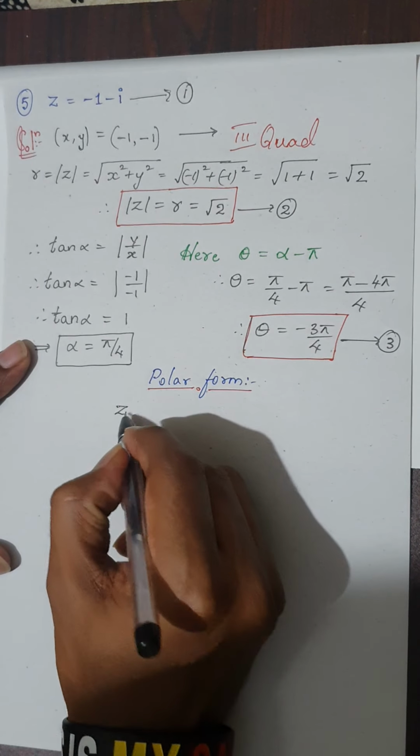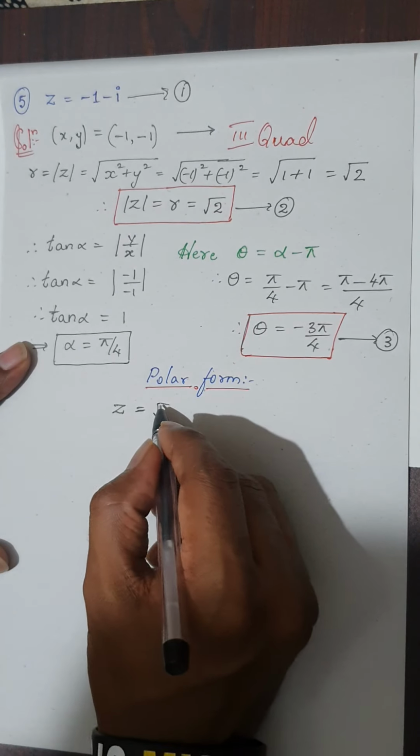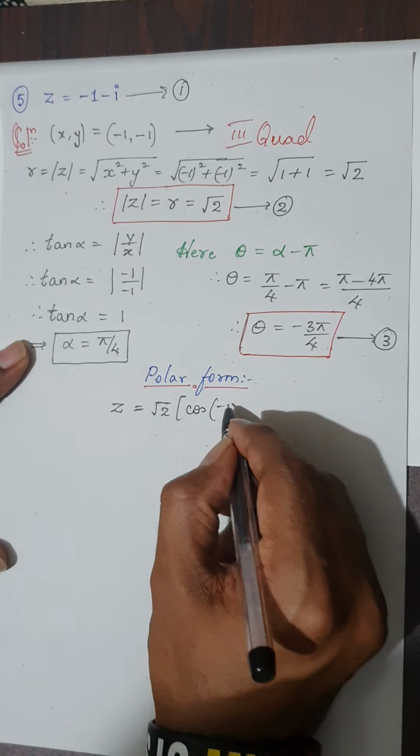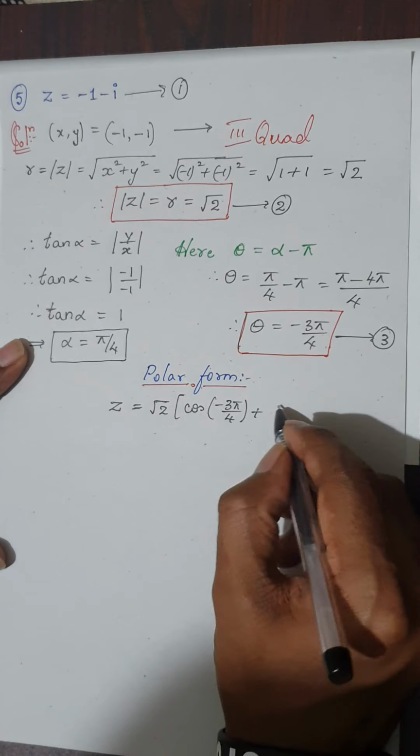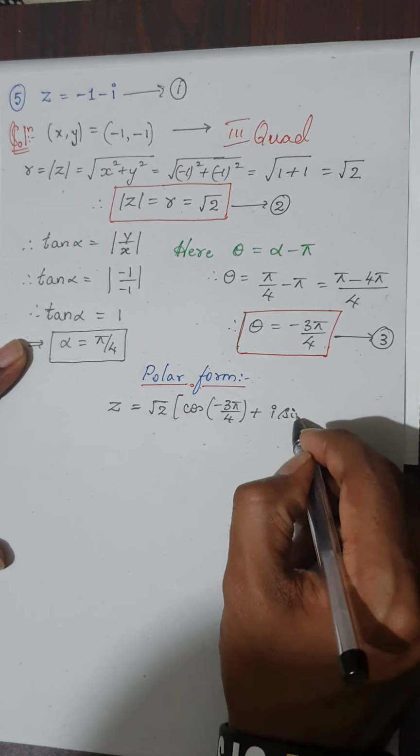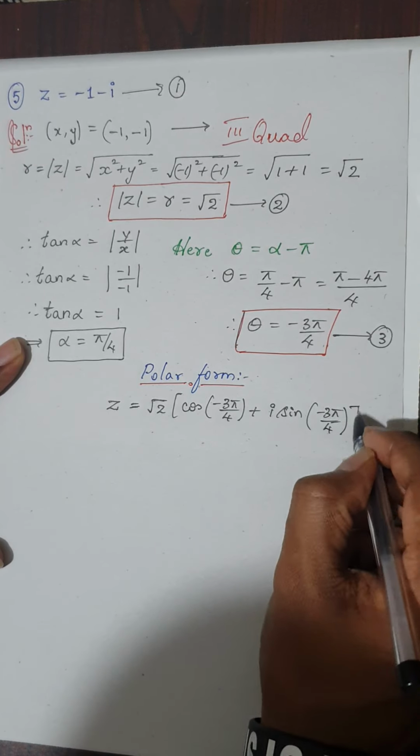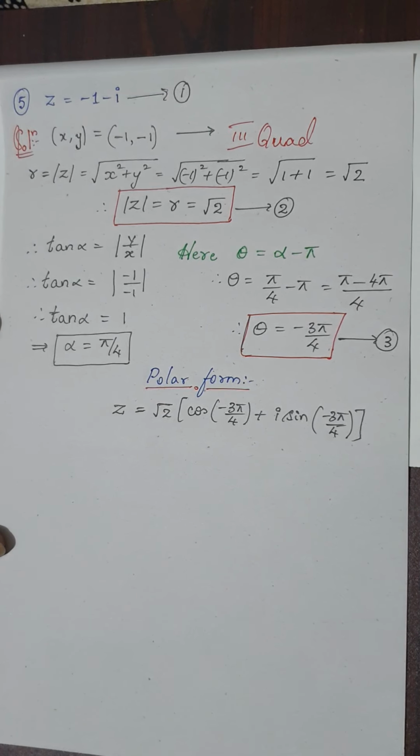The polar form is nothing but z is equal to, what is the value of r? R value is root 2 into cos theta. What is theta? If you have a negative value, please write down negative. Cos minus 3 pi by 4 plus i sine of minus 3 pi by 4. This will give me my required polar form of the given complex number.